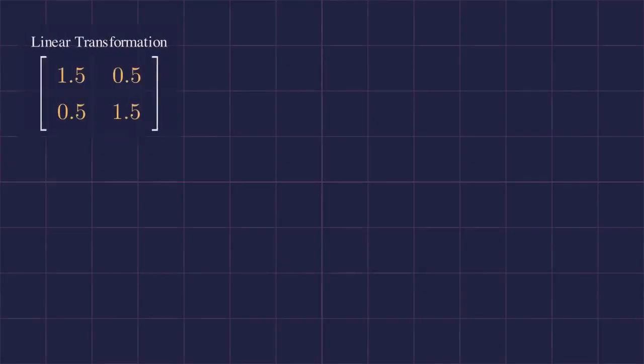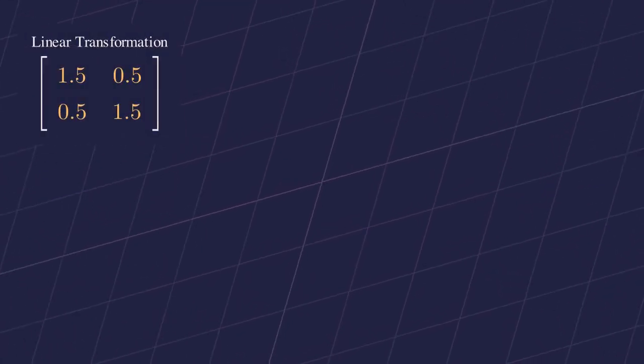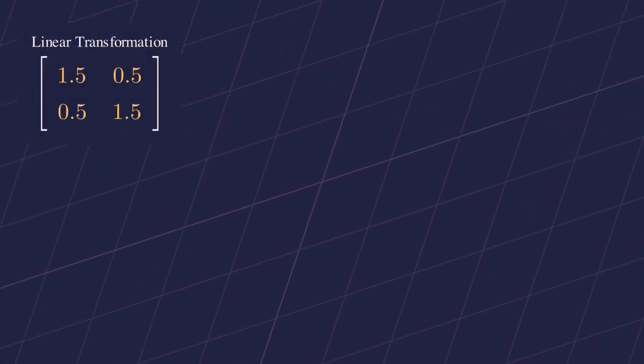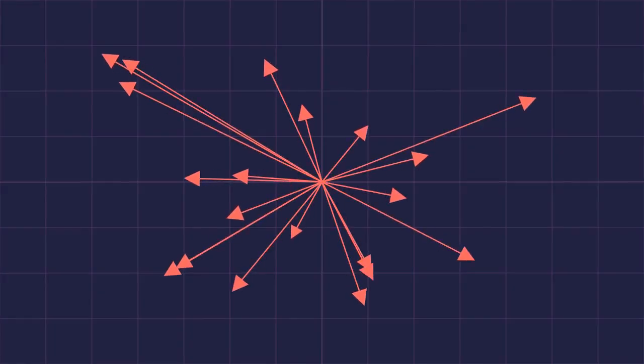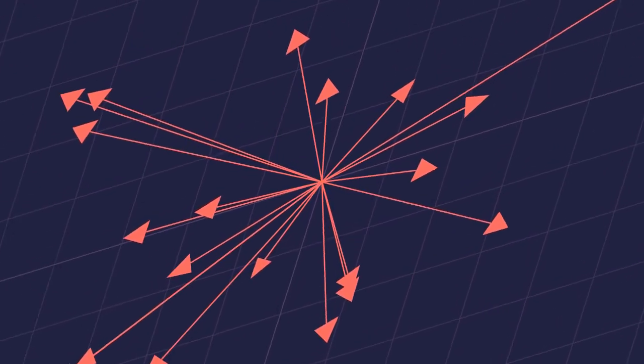Imagine a piece of fabric, an infinite elastic sheet representing space itself. When we apply a linear transformation, a matrix, we are essentially stretching, squishing, and rotating this fabric. To the naked eye, this looks like chaos. Every point moves to a new location.